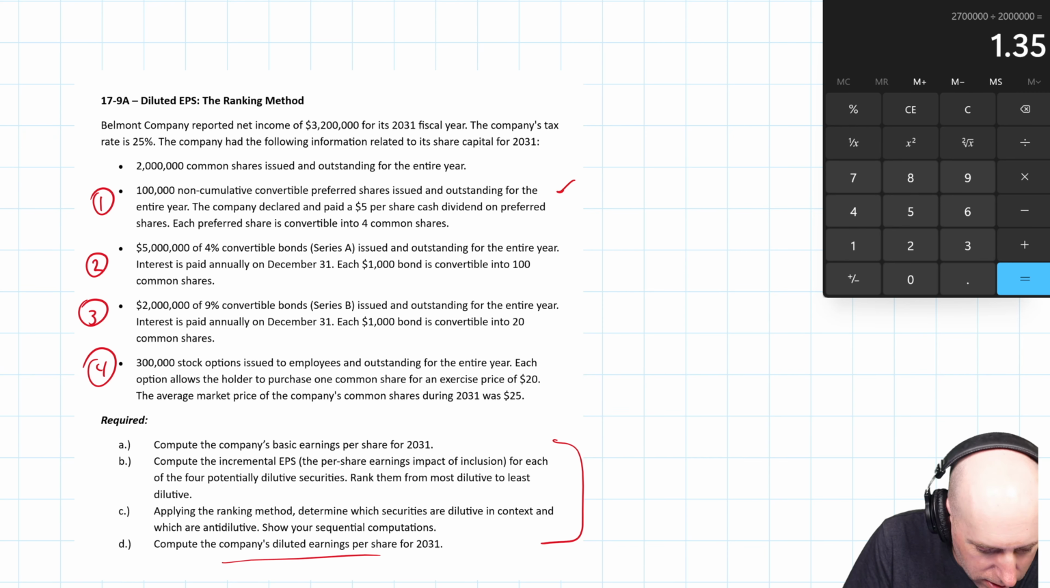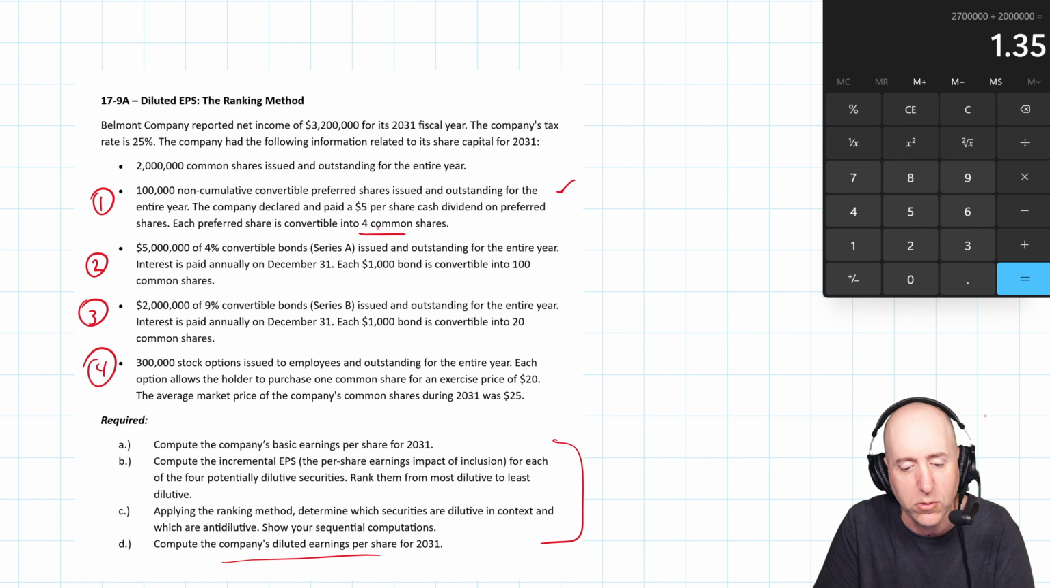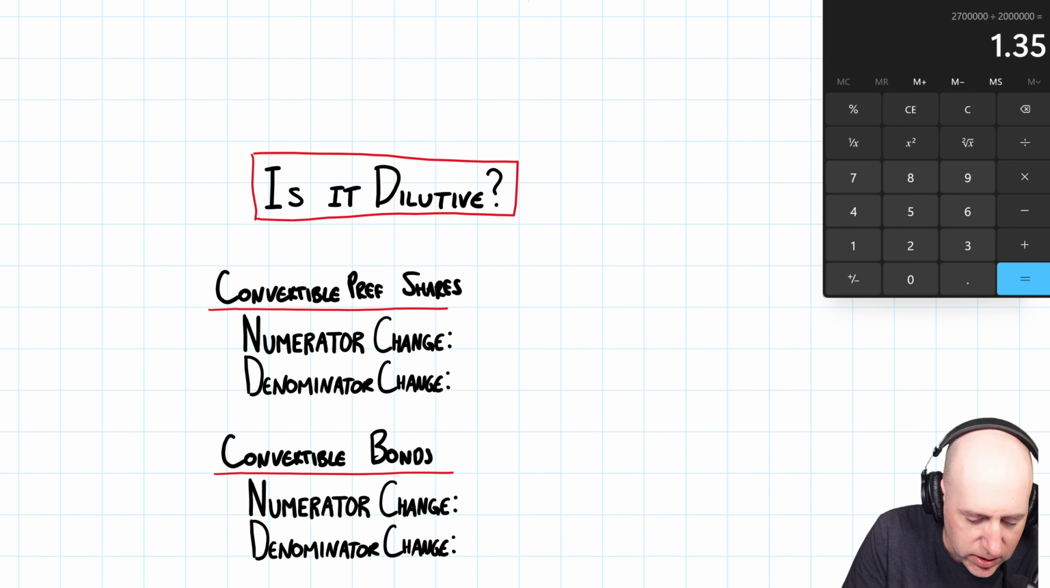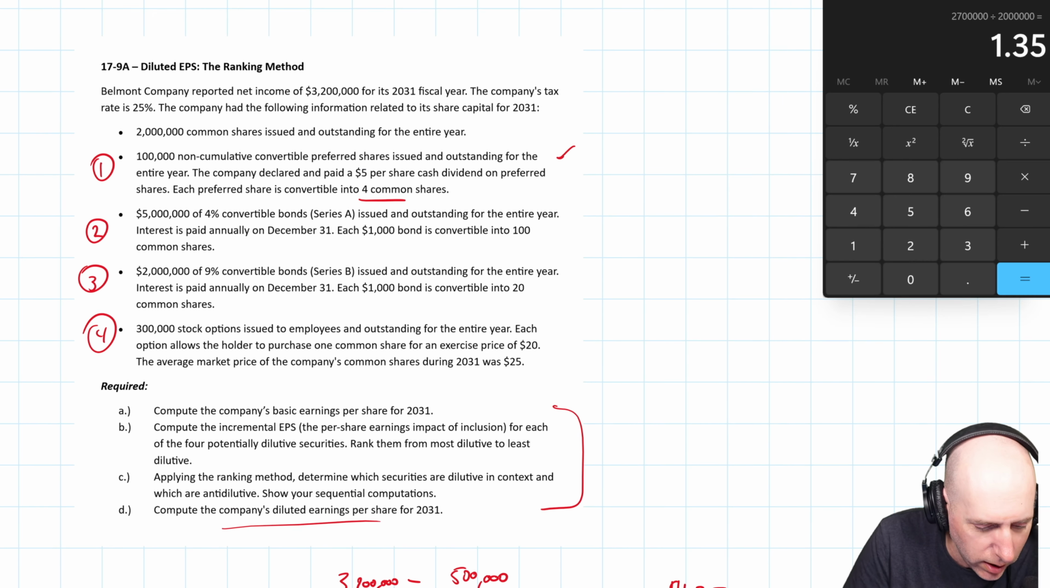So let's start with our convertible preferred shares. It says 100,000 non-cumulative convertible preferred shares issued and outstanding. The company declared and paid a $5 per share cash dividend on preferred shares. Each preferred share is convertible into 4 common shares. Okay, 100,000, if they all convert, that's going to be 400,000 new common shares. And you'll remember, is it dilutive for convertible shares? You just ask, how would it change our formula? And the answer is, our denominator is going up by 400,000. There's going to be 400,000 new shares, 100,000 times 4.